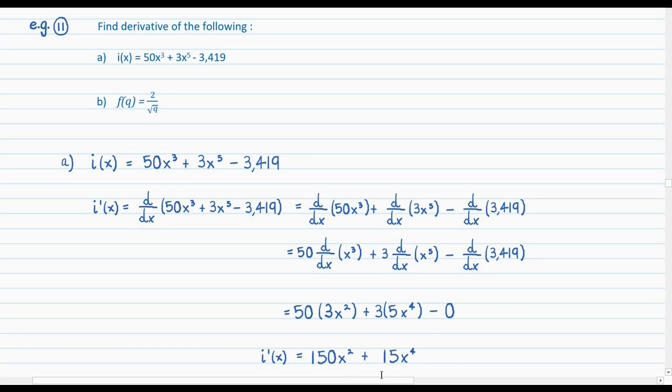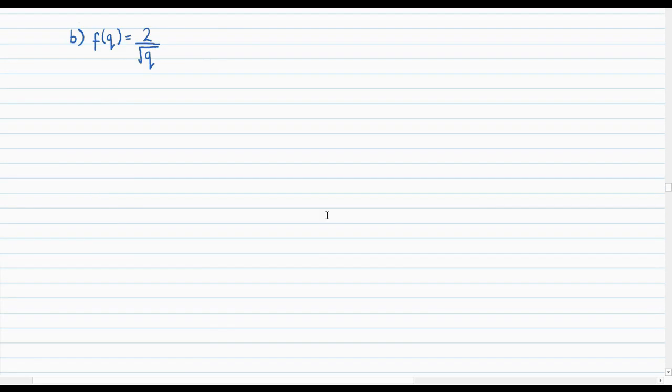For part B, we need to differentiate the function f of q equals 2 over root q. Remember that it won't always be x as the independent variable. It could be anything. This time it's q, so you have f of q. So df over dq would be the derivative of 2 over root q with respect to q. It's still not simplified enough to directly differentiate it.